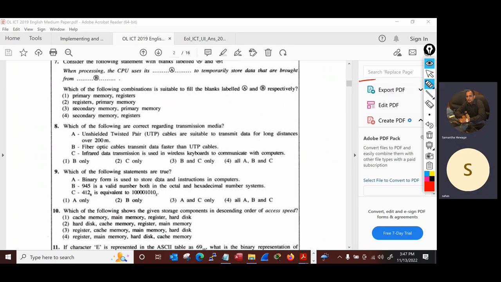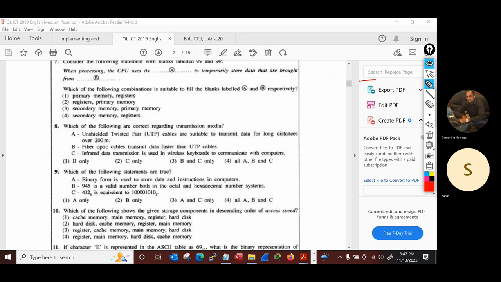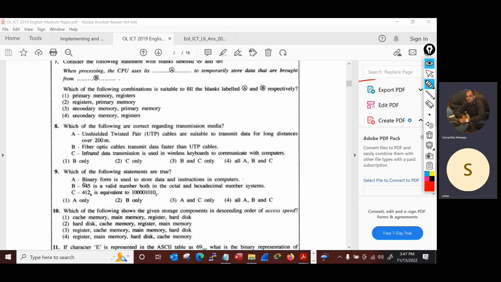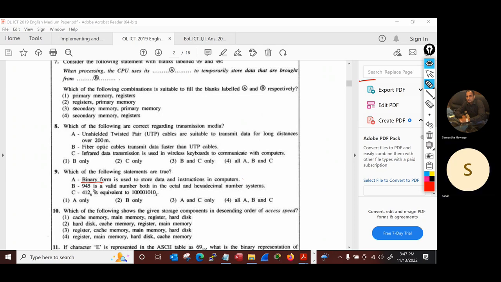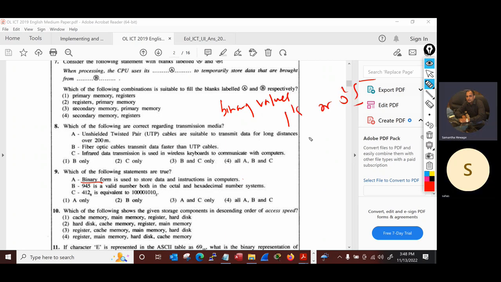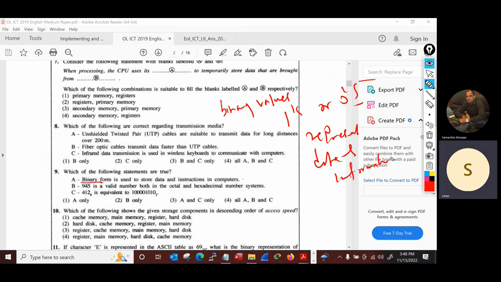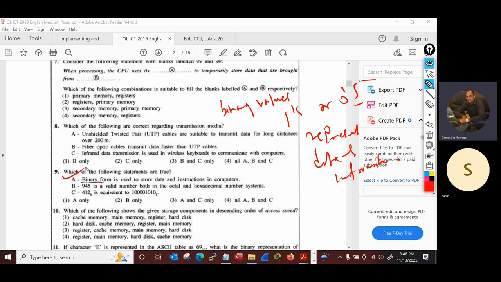Which of the following statements are true? Binary form is used to store data and instructions in a computer. Is it correct or wrong? Correct. Normally we use binary values, ones and zeros, to represent data and information in the computer. So A is correct.